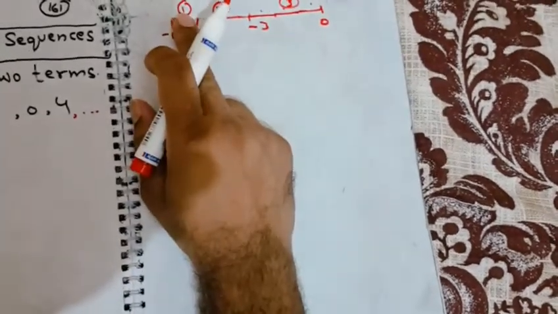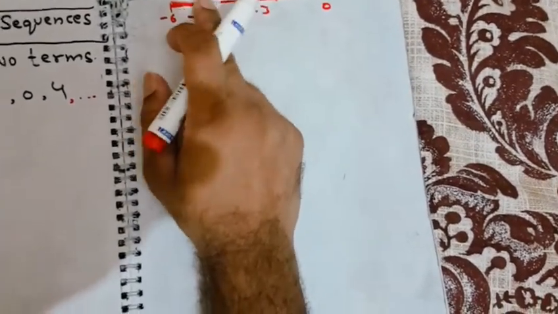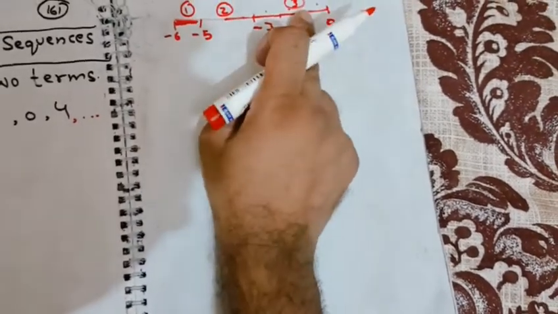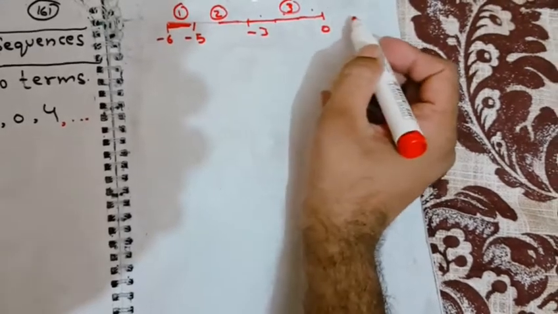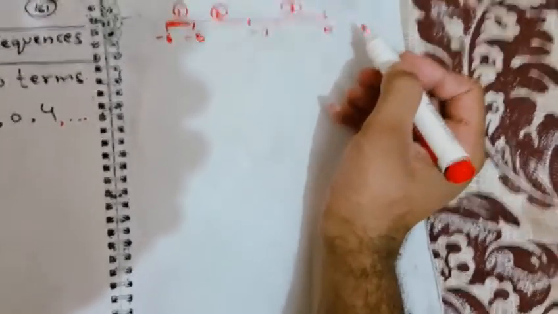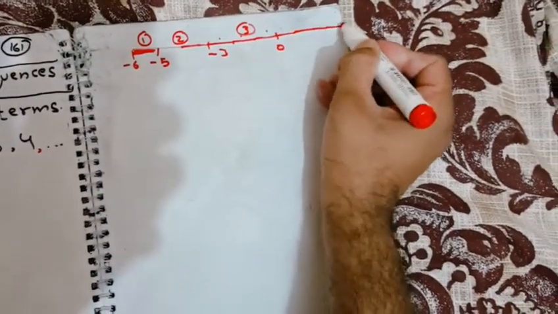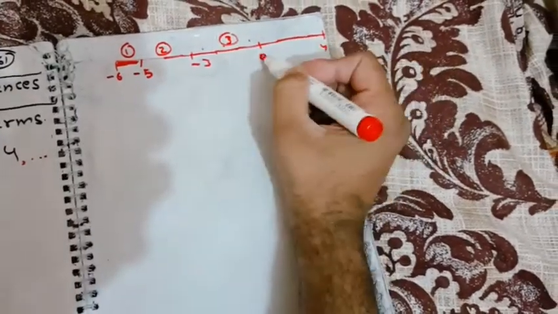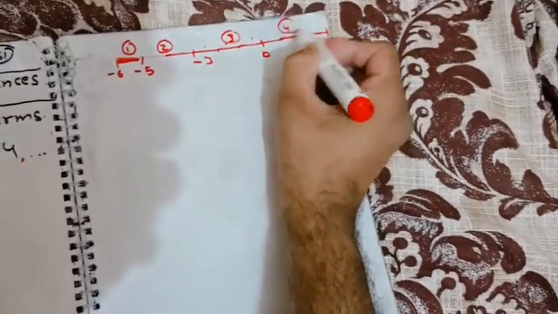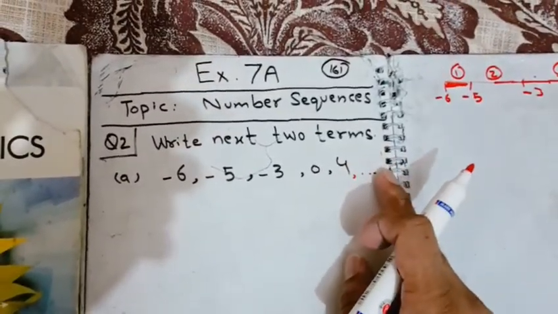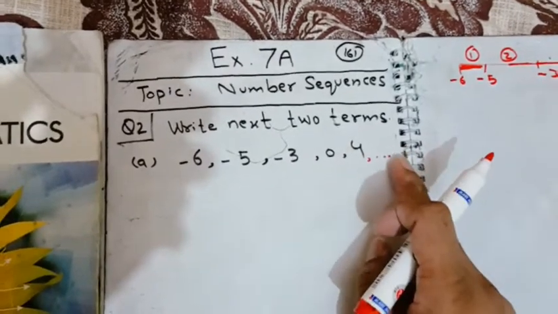So you can notice there is a special relationship between the gaps as well. First there is 1, then 2, then 3, then of course after that there will be 4. And yes, between 0 and 4 there are 1, 2, 3, 4 gaps. In the same way, after 4 there will be an increment of 5 gaps.